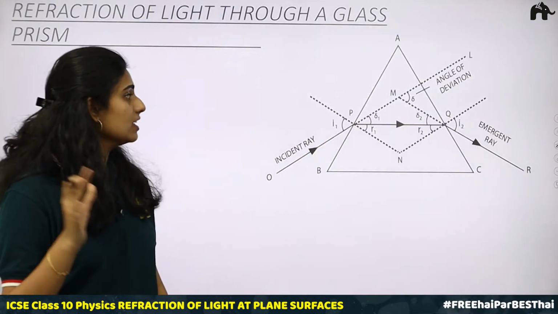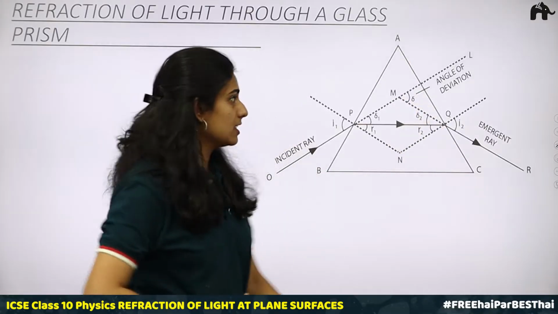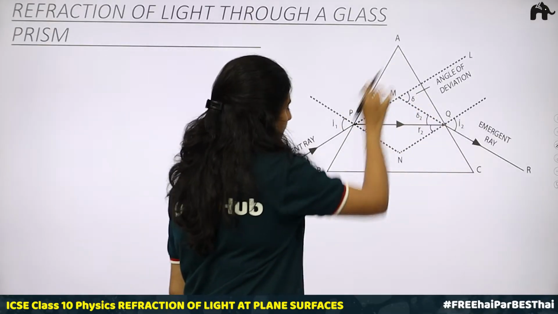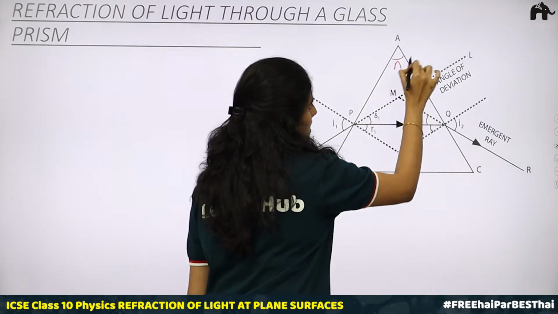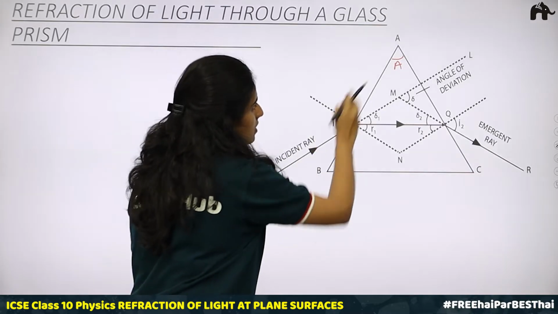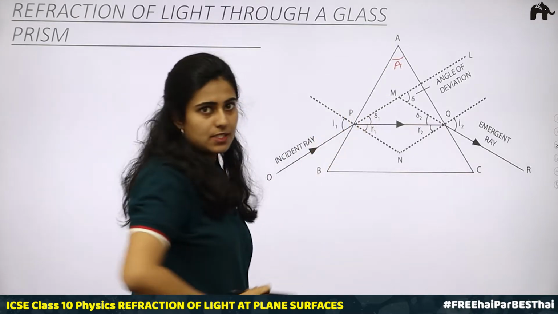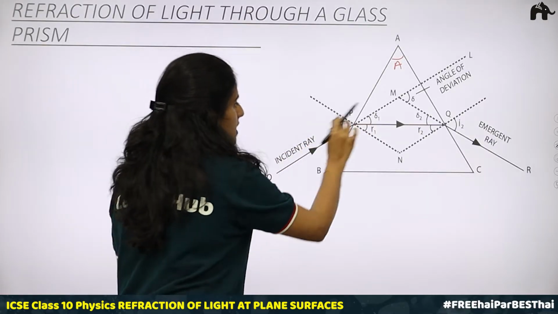Refraction of light through a glass prism. Here we have taken the principal section of a glass prism, that is a triangular part ABC. Angle BAC, we'll mark it as A, is the angle of prism. We have a monochromatic light which is incident on the face of a glass prism. So here OP is the incident ray.